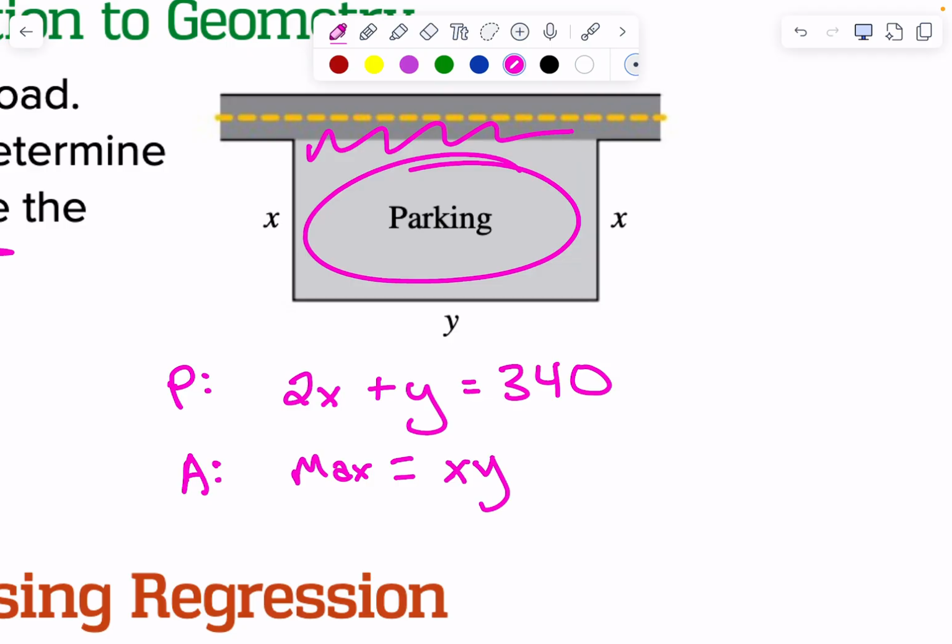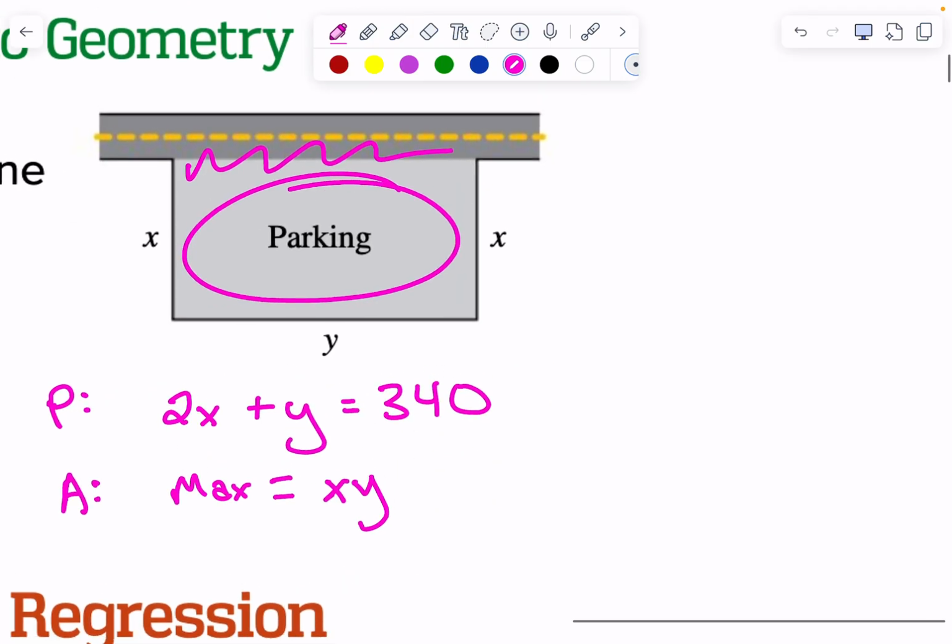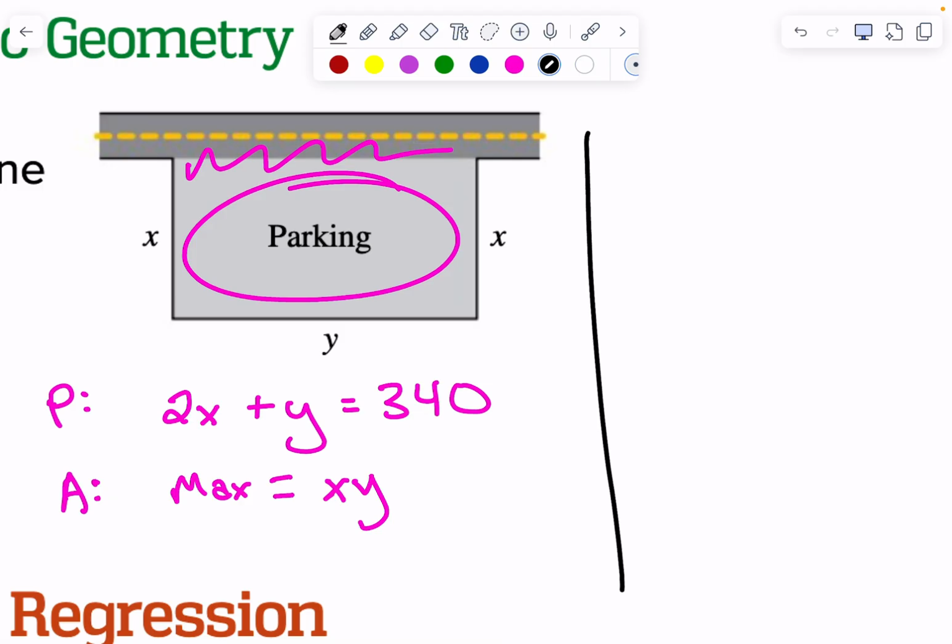Would it be a trapezoid then? No. It still has to be a rectangular thing. Okay, whatever. Getting all out of breath now. Off on a tangent.